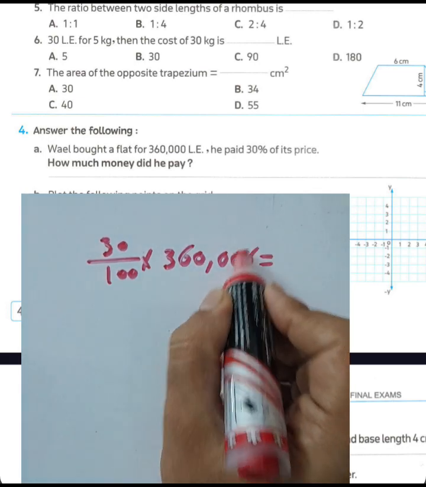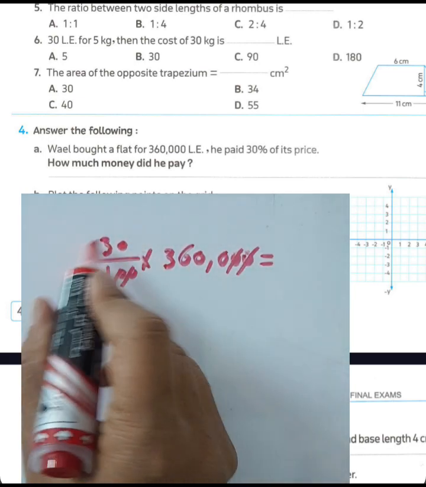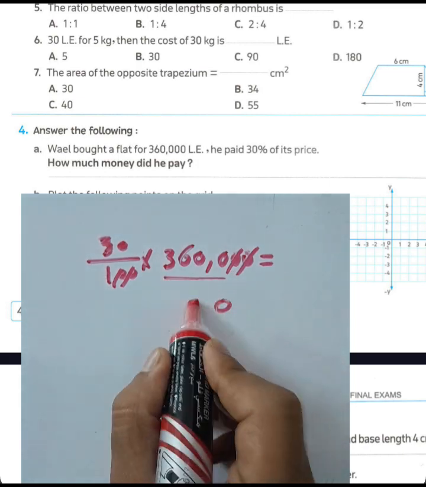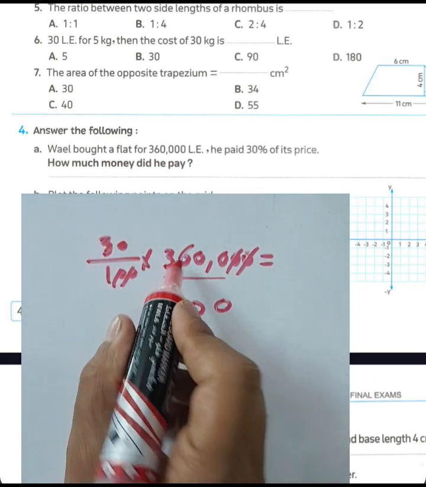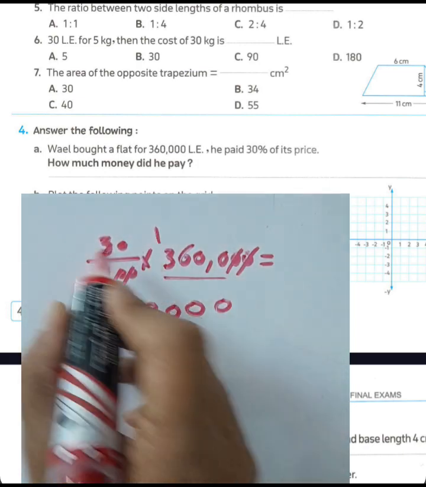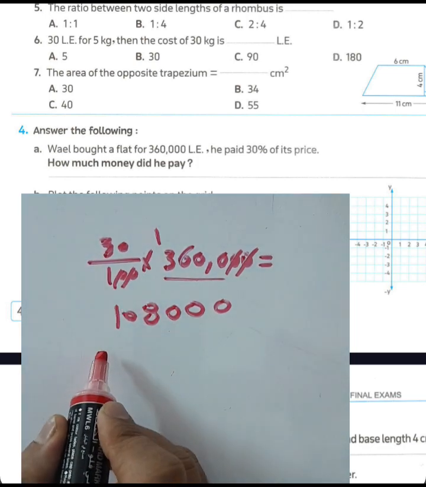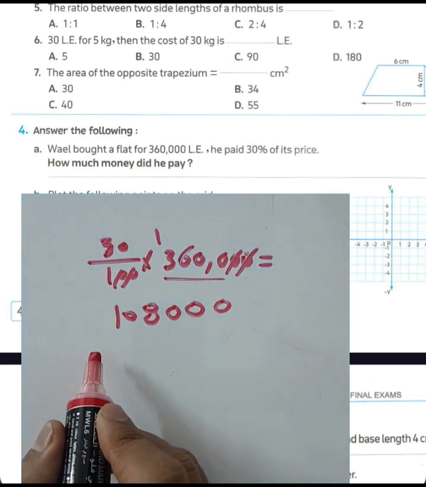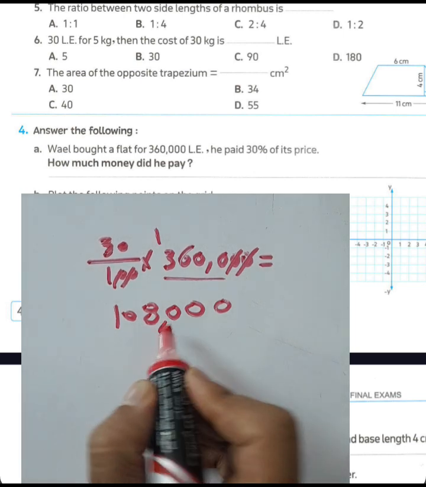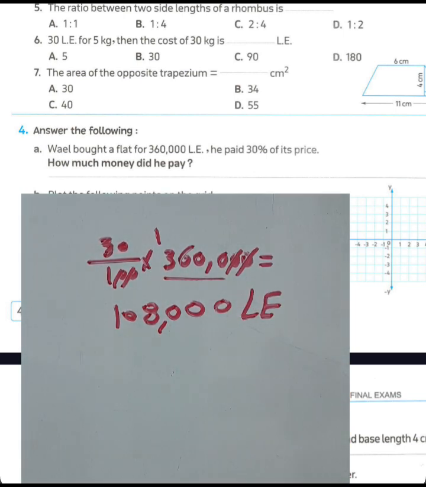360,000. Cancel double zero by double zero, and then multiply 30 by this number. Write 1, 2, and 0 here. 3 times 6 equals 18. 8 and carry 1. 3 times 3, 9 plus 1 equals 10. Okay, then the result will be 108,000 Egyptian pounds. It was what he paid.